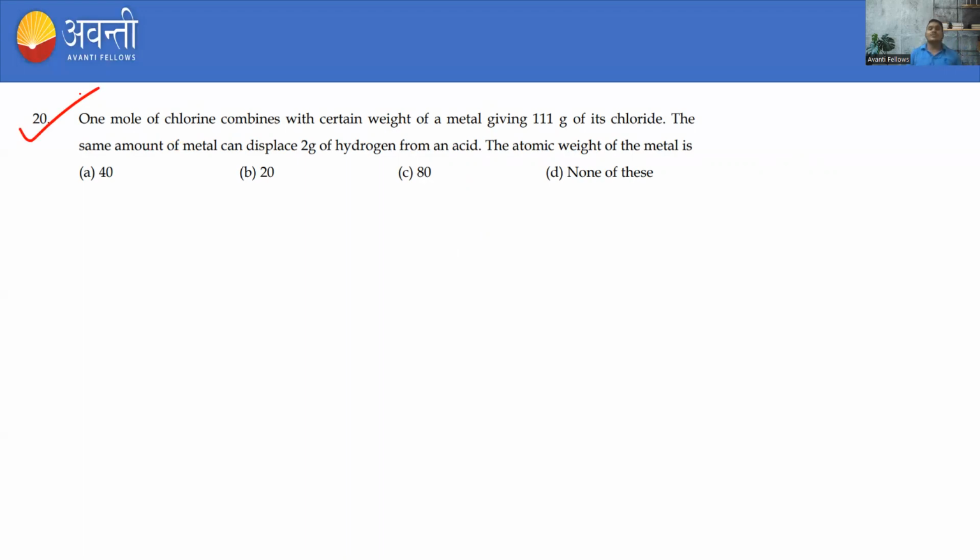One mole of chlorine combines with a certain weight of a metal giving 111 gram of its chloride. The same amount of metal can displace 2 gram of hydrogen from an acid. The atomic weight of the metal is? So you have to calculate. We know that 1 mole of chlorine is equal to the molecular mass, that is 71 gram.